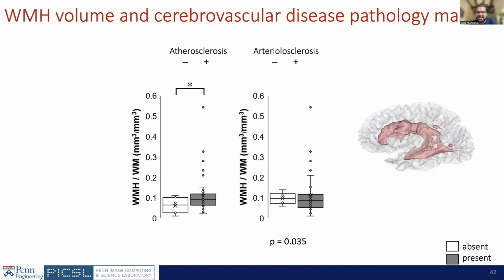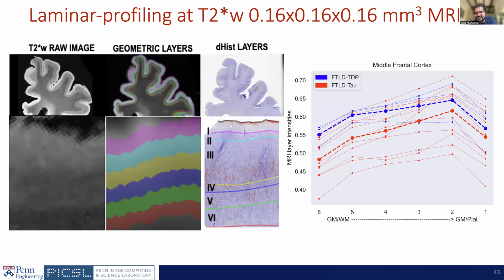Separately, white matter lesions are common findings in aging, and the extent to which they are related to cerebrovascular disease versus AD is not well understood. And therefore, segmenting the white matter lesions in postmortem imaging allows us to study them in new ways. White matter hyperintensity volume could also serve as a cerebrovascular disease pathology biomarker.